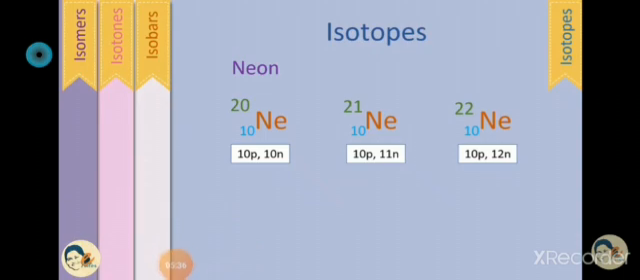We can see another example for isotopes, neon. Neon is specified by the symbol Ne. The bottom number denotes the atomic number and the top number denotes the mass number. It has three isotopes: neon with atomic number 10 and mass number 20, another with atomic number 10 and mass number 21, and another with atomic number 10 and mass number 22.